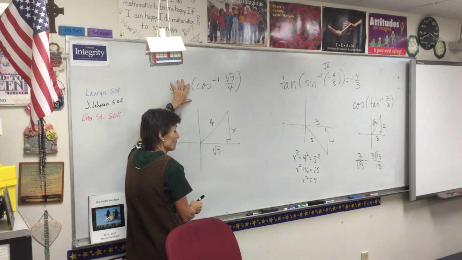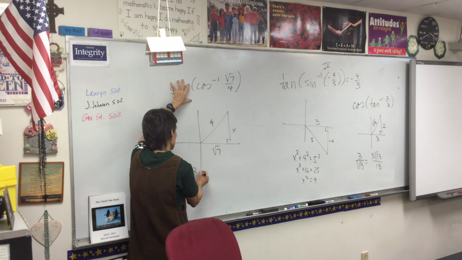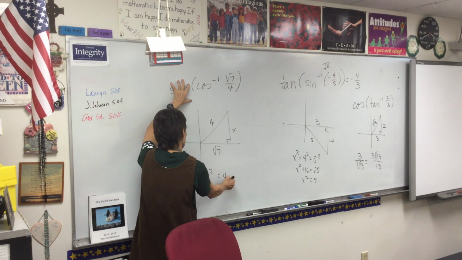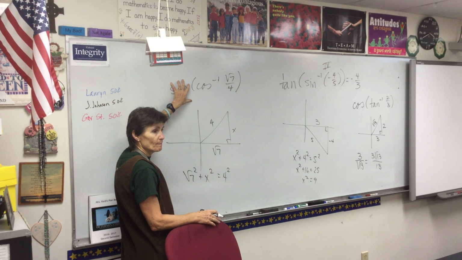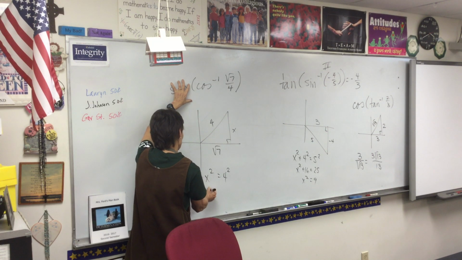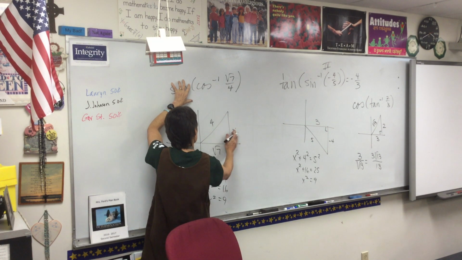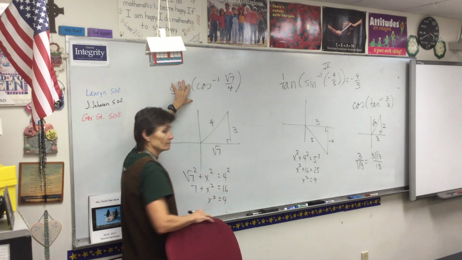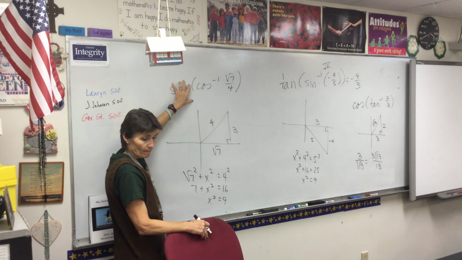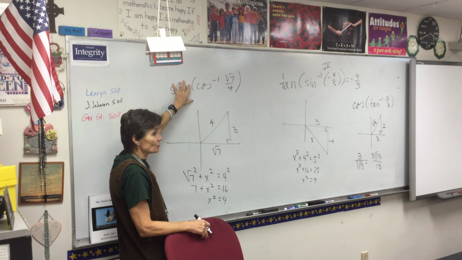So here we go, Pythagorean theorem. We have root 7 squared plus x squared equals 4 squared. What's root 7 squared? 7. So I got 3. Did I do that too fast? Did you get 3?